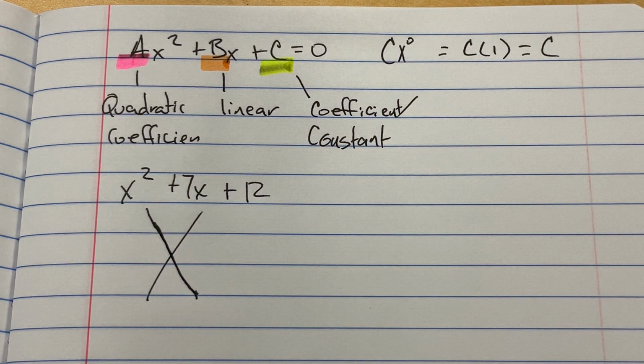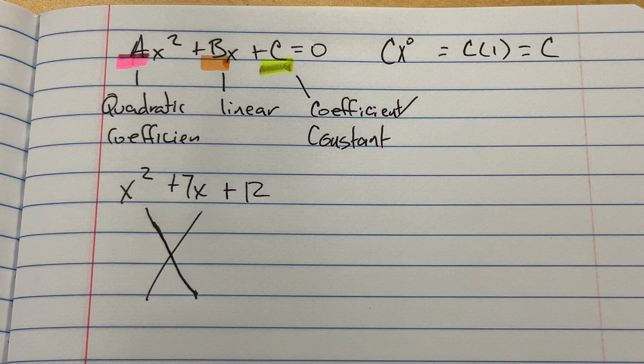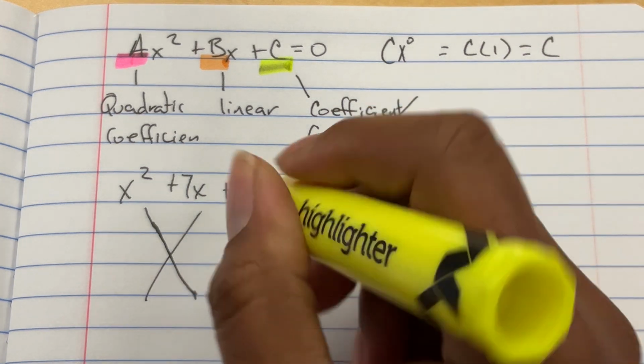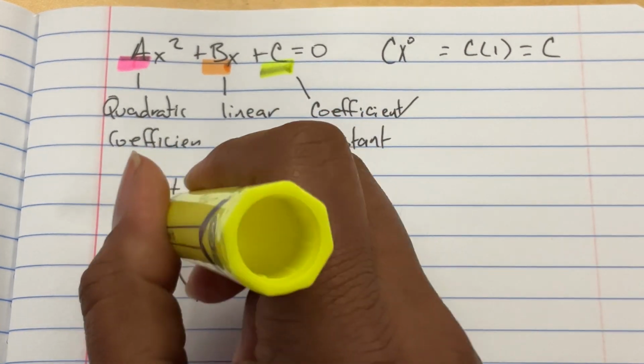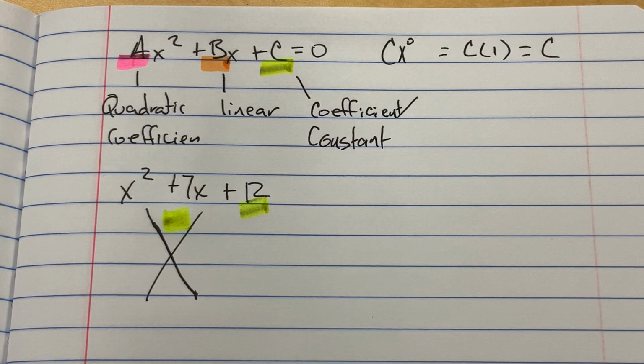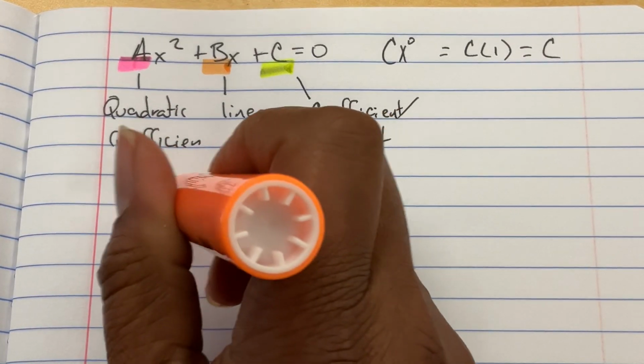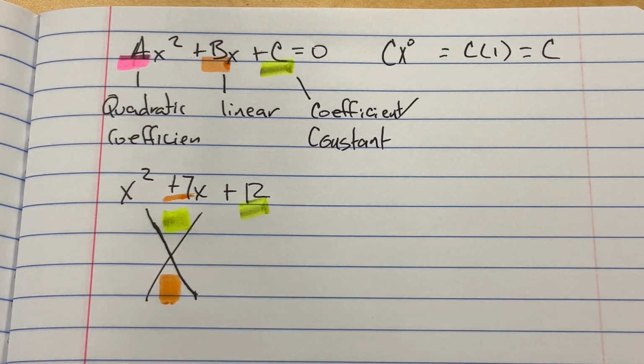Where does the 12 go? Since you don't know, we'll put it right here. 12 goes there. And 7 goes here. Exactly. Thank you, Doyle. Appreciate that.